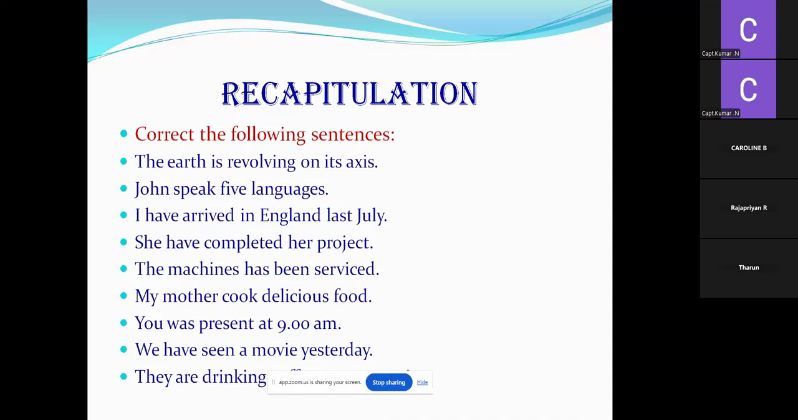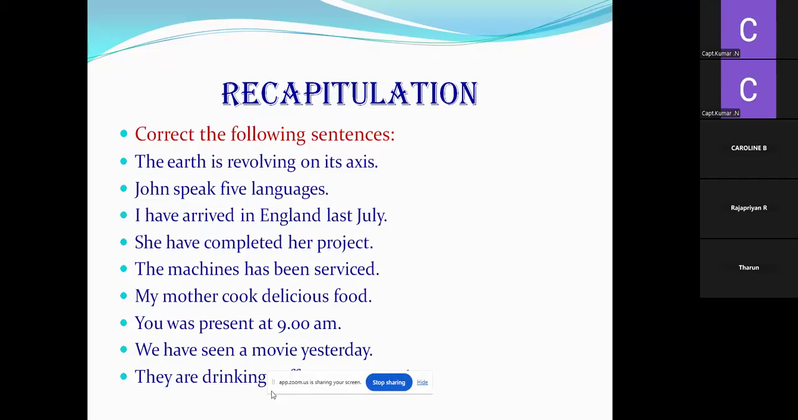Here, you can see that they are talking. See, mother, always some action goes on always, isn't it? So our mother cooked delicious food. So they are talking about some regular activity, which happens all the time, always.